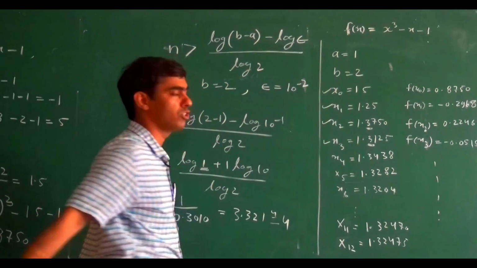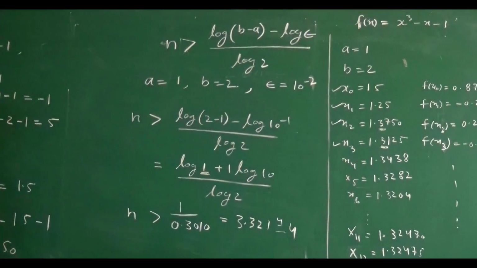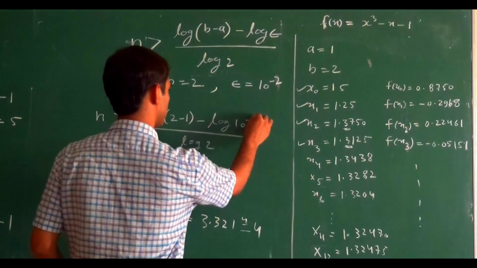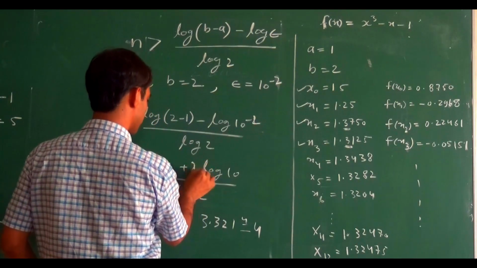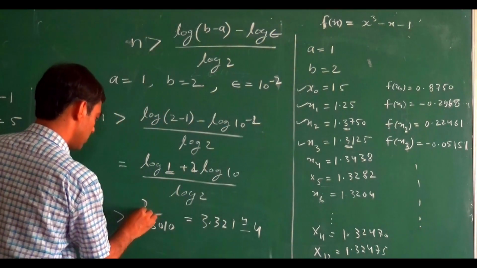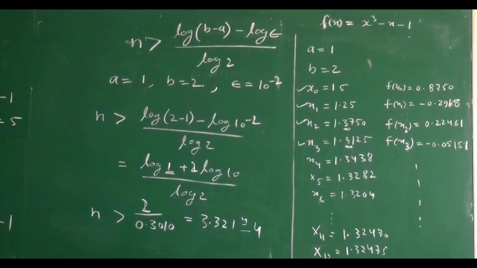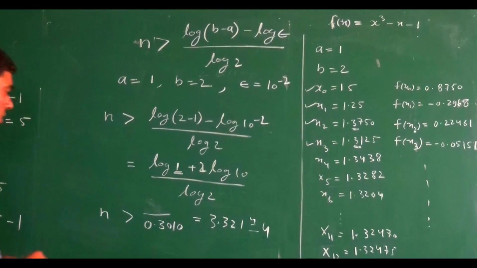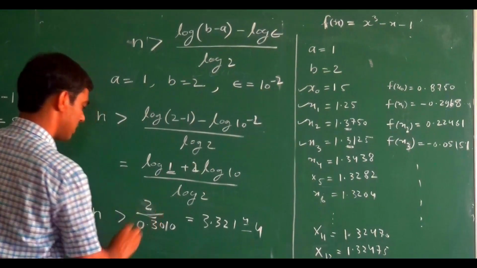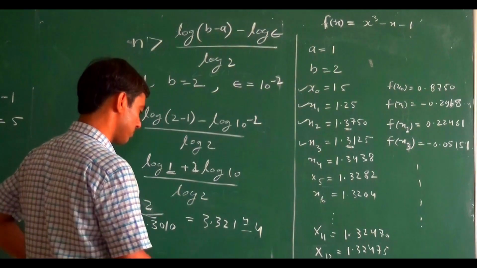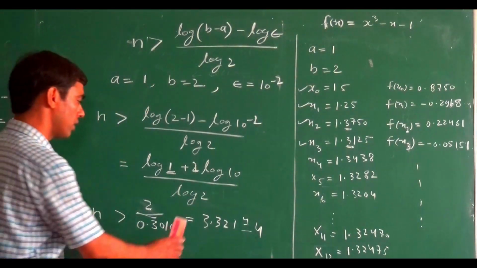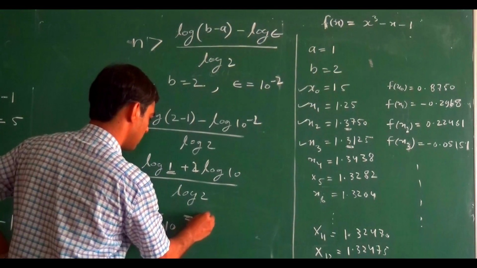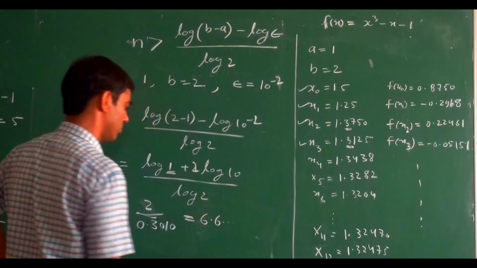Now suppose we try to find the root correct up to 2 decimal places. Then this becomes 10 to the power minus 2. Now if this becomes 10 to the power minus 2, then all other values are the same. This is 2 times, 2 divided by 0.3010, which is the value of log 2. Now what is the value? The value is 6.67, like this, 6.6 and so on.